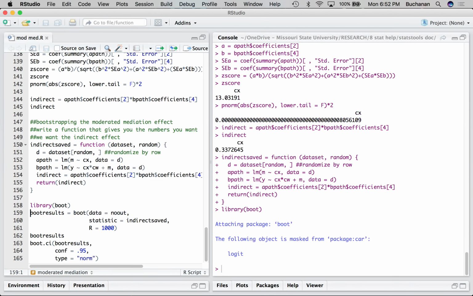I'm going to load the boot library. That should be in base R, but if you don't have it, the library is just boot. The boot function, the first thing you're going to define is which data set you want to use. So I'm going to use my no out data set. The statistic here is this function that we wrote. And then R is the number of times you want to bootstrap. I'm only running 1,000 because of my computer, otherwise we could all go take a nap while it ran 5,000, but 5,000 is the default in SPSS.